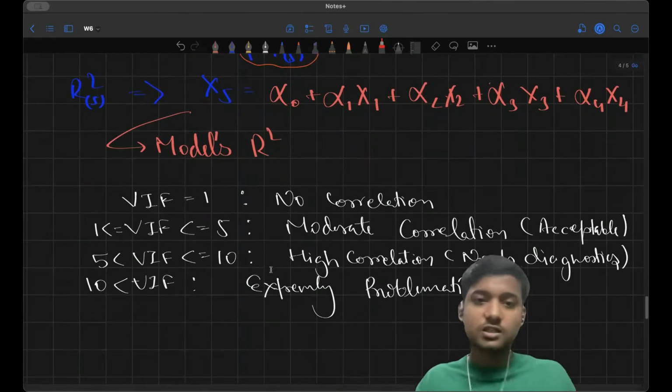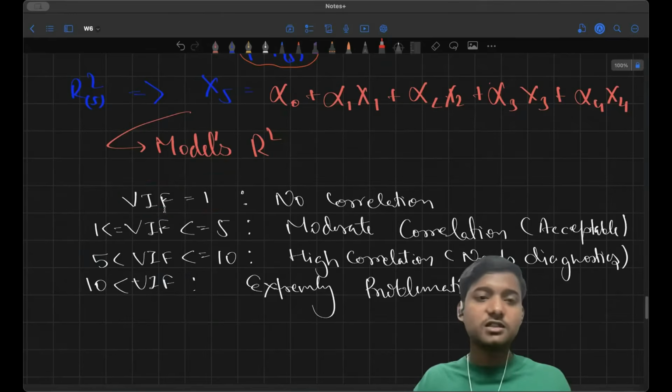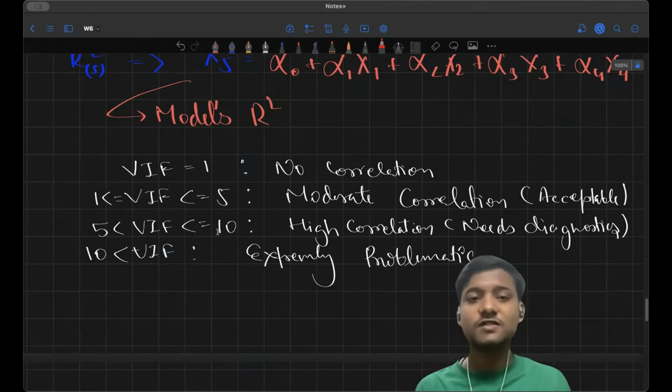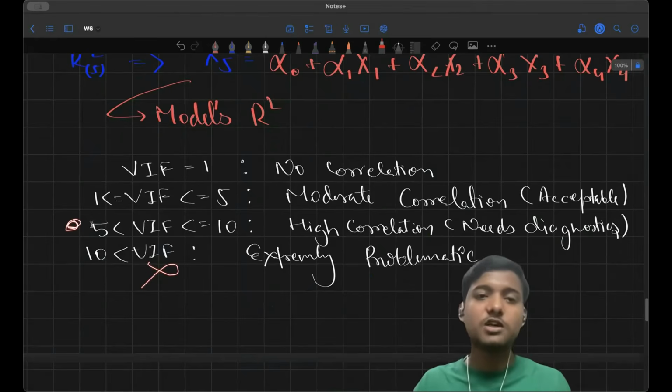And how do we interpret variation inflation factor? So if your variation inflation factor is 1, that is a very good sign. That means you have no correlation. If variation inflation factor is between 1 to 5, then there is moderate correlation, and you can kind of accept depending how strictly you want to be precise. So generally 1 to 5 range is acceptable. But if your variation inflation factor is between 5 to 10, then there is high correlation and you need to cross check. And if your variation inflation factor is above 10, that is extremely problematic, and this kind of model cannot be accepted. This model might be accepted, but you need to diagnose what is the issue, how we can improve these things.